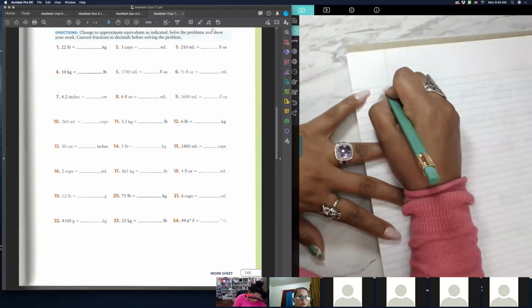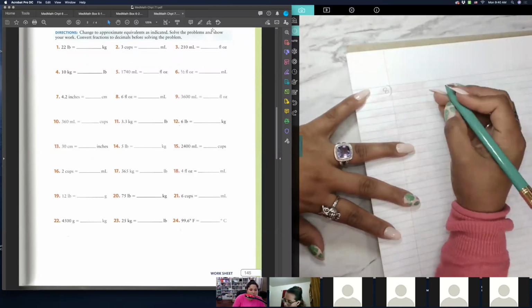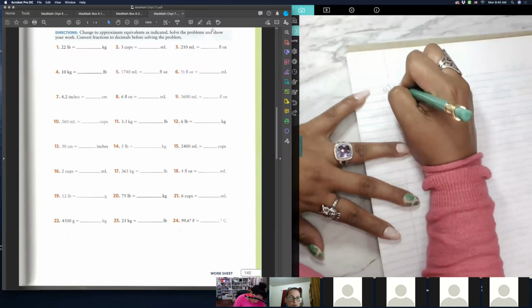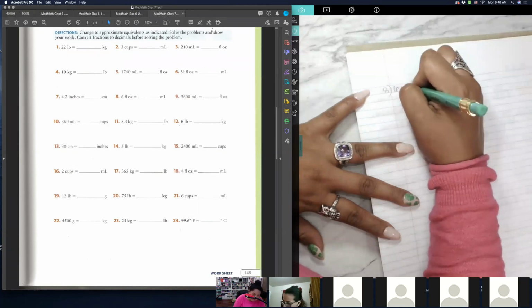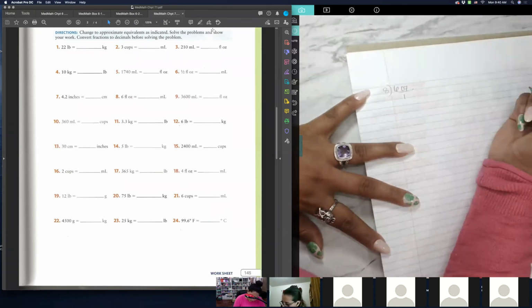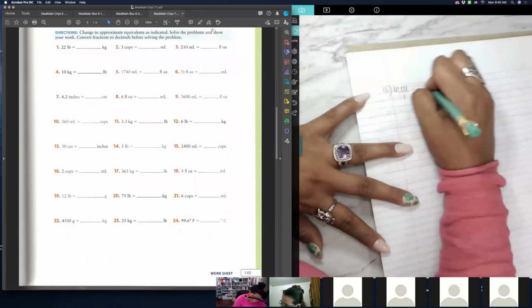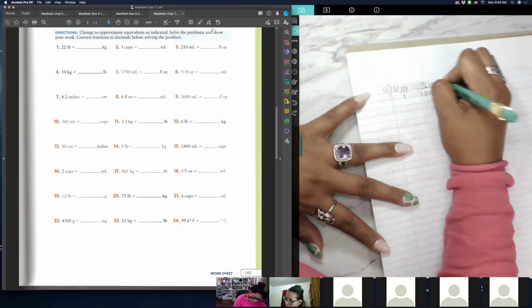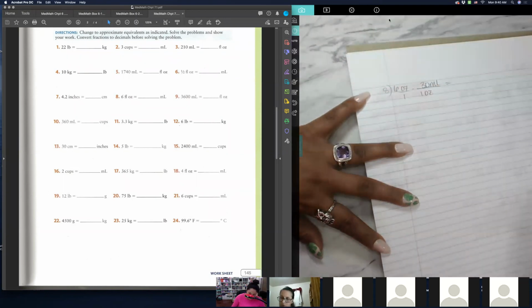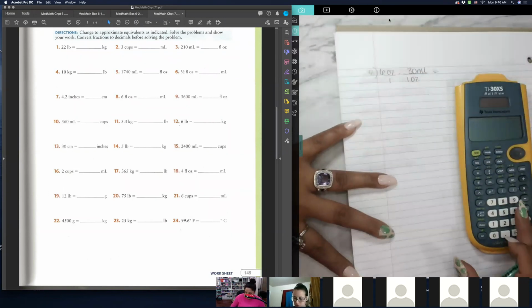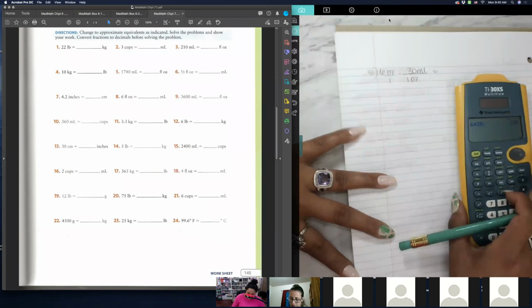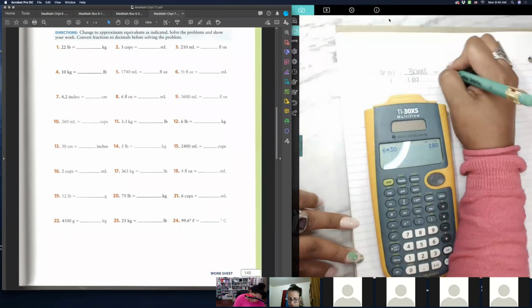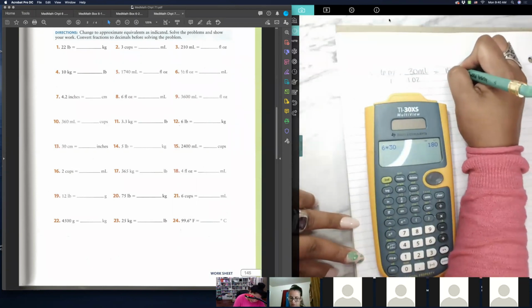Okay, number 8 is 6 ounces. We're going to convert to milliliters. So again, 1 ounce is equal to 30 milliliters. So all you're going to do is take 6 times 30, and that's 180 milliliters.